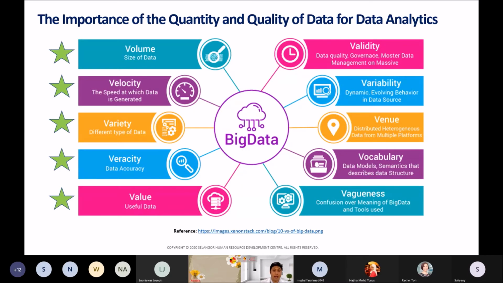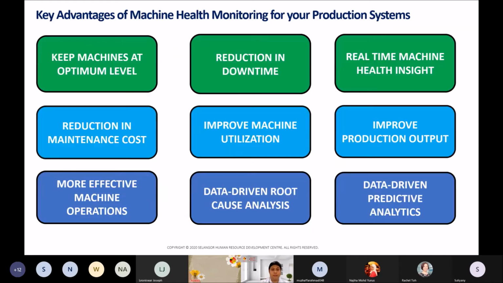So then you talk about value of the data, right? You need to collect data that is valuable for you and not just for the sake of collecting data, right? It needs to create some value impact to your current application.